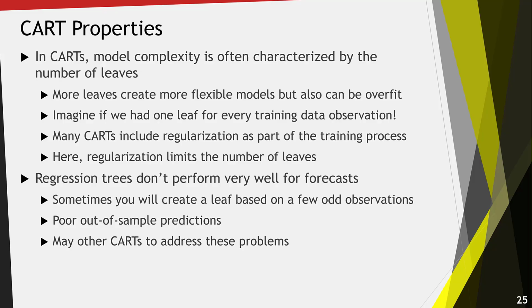I've discussed regression trees here because I think they give really good intuition as to how CART algorithms work. We're not actually ever going to train a regression tree model in R because in reality, they don't perform very well for forecasts. With regression trees, you'll often get a leaf that's based just on a few odd observations. And this means that they're going to have relatively poor out-of-sample predictions in some cases. Other CART algorithms take steps to address these specific problems with regression trees and have improved out-of-sample forecast performance. We'll cover one of those improved models, random forests, in another video.